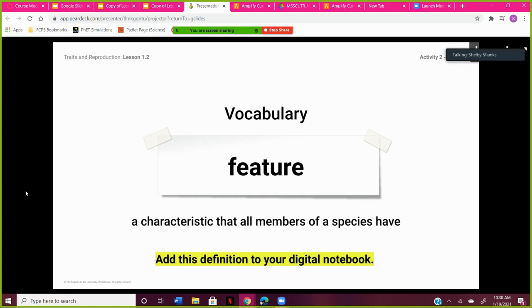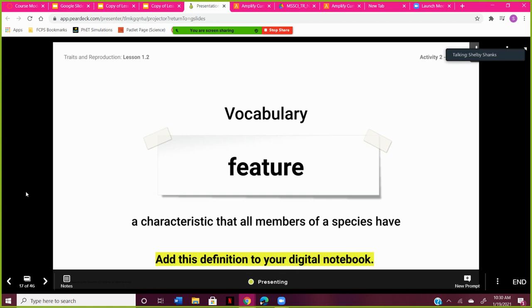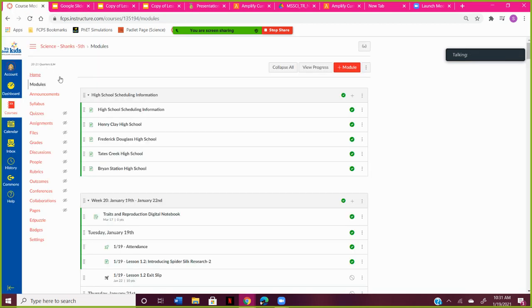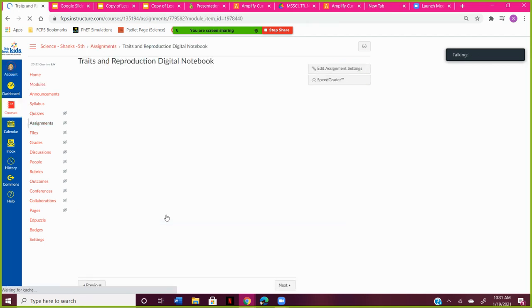All right, so the spiders have a silk characteristic, or the flexibility characteristic of their silk. Okay, so feature. Make sure you are going to your digital notebook. You should see vocab on the first few pages.